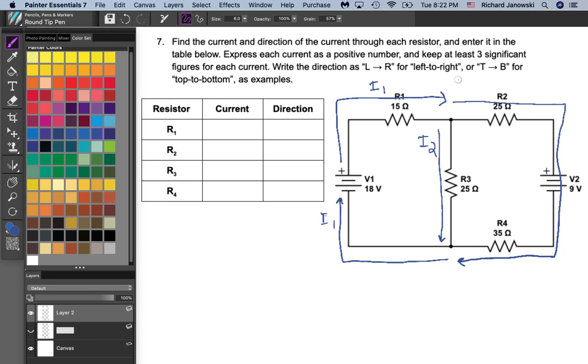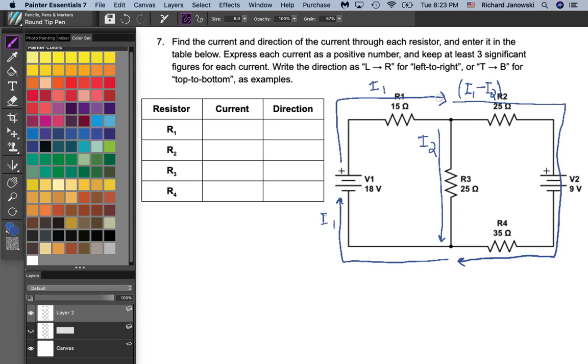I believe a much better way to do it is to apply KCL, Kirchhoff's current law, and say that this must be I1 minus I2. So that's the current coming through here, down here, and back through here. Again, this must be I1 minus I2 because of KCL. If you have I1 coming into this junction, you must have a total of I1 leaving this junction.